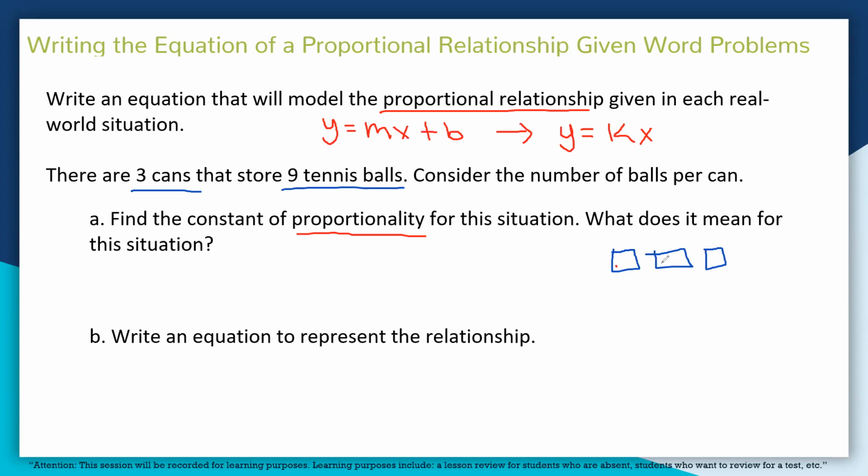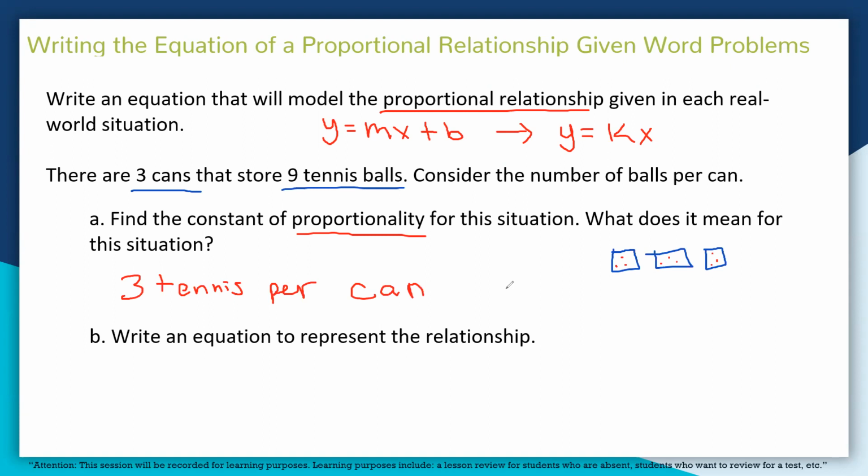Well, we could put 1 in each. That gets 3 total. We put a second one in each. That's 6 total. And if we put a third one in each, that's 9 total. So we have 3 tennis balls per can. So we just actually did a unit rate.